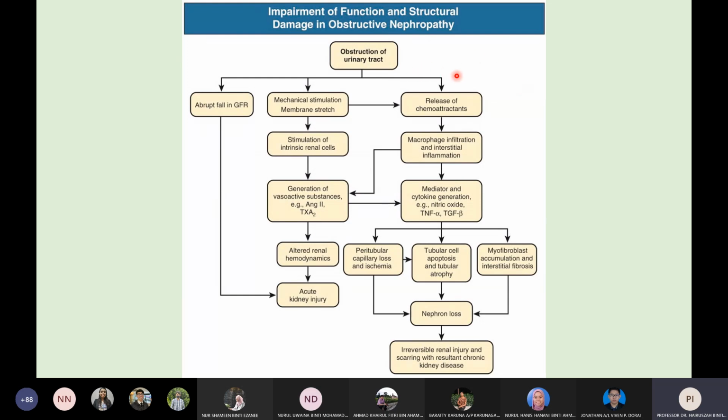At the same time, other processes that take place are all this inflammation. Acute inflammation, chronic inflammation, macrophages, lymphocytes involving your TNF and all the free radicals. That will lead to all these changes: myofibroblast accumulation, fibrosis, tubular injury, atrophy, ischemia. At the end, you get nephron loss, and when it is severe, you get irreversible renal injury. You get chronic kidney disease with a lot of fibrosis and scarring. So the function will be badly affected by this time.